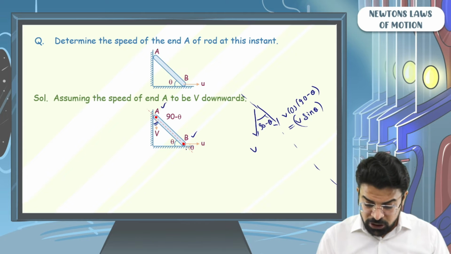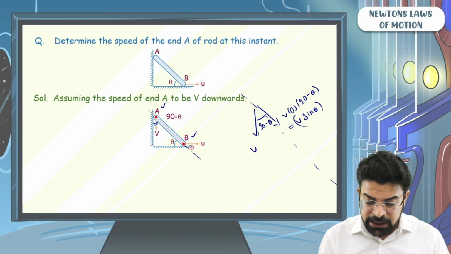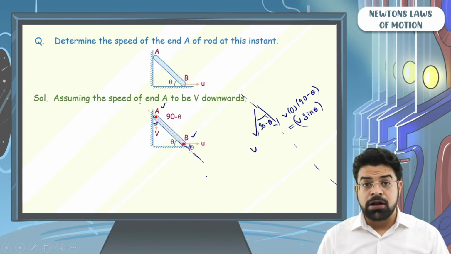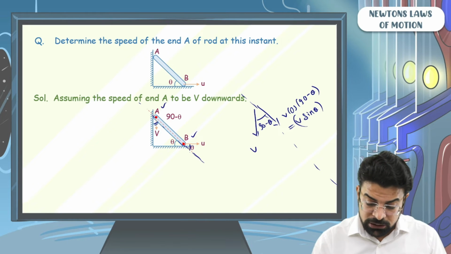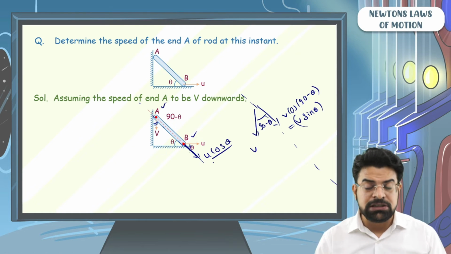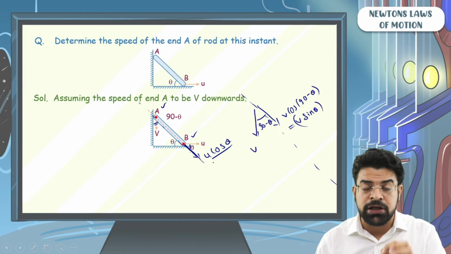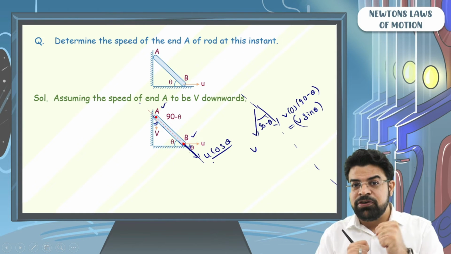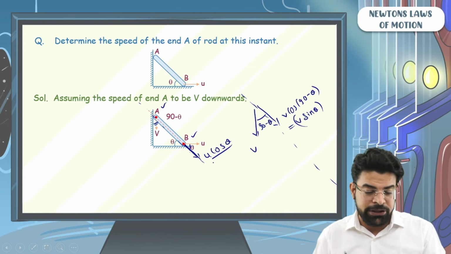Similarly, the velocity of B makes an angle theta with the line joining A and B. So the component of velocity of B along the line joining them will be equal to u cos theta. So we just need to equate these two velocities. As both the points are on a rigid body, they must have the same velocity along the line joining them. Otherwise the separation between them might increase or might decrease.